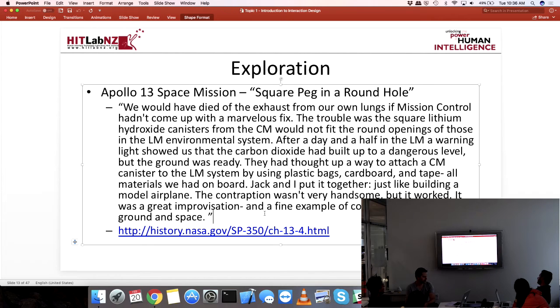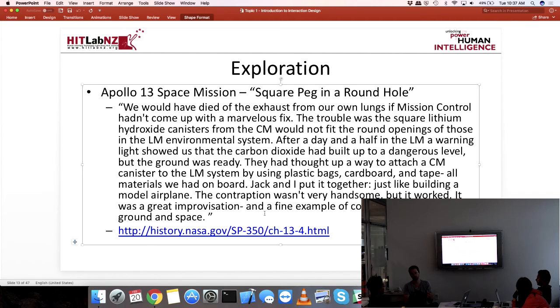"We would have died of the exhaust from our own lungs if mission control had not come up with a marvelous fix. The trouble was the square lithium hydroxide canisters from the command module would not fit the round openings of those in the lunar module environment system. After a day and a half in the lunar module, a warning light showed us that the carbon dioxide had built up to a dangerous level, but the ground was ready. They had thought of a way to attach the command module canister to the lunar module system by using plastic bags, cardboard and tape, all materials we had on board. Jack and I put it together just like building a model airplane. The contraption wasn't very handsome, but it worked. It was a great improvisation, a fine piece of cooperation between ground and space."